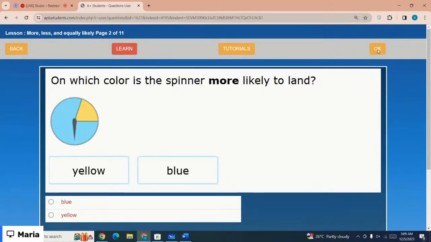Okay, the next one is, on which color is the spinner more likely to land? So, which is the correct option? You can see the spinner has blue and yellow color. So, more likely to land on blue, because most of the portion is blue. The correct option is blue. Got it?